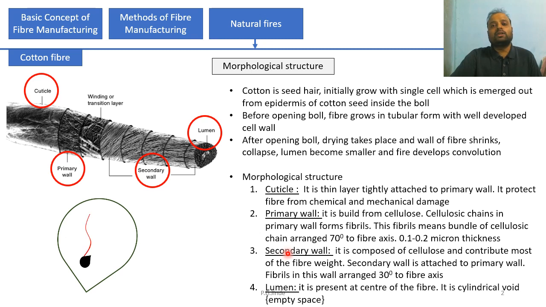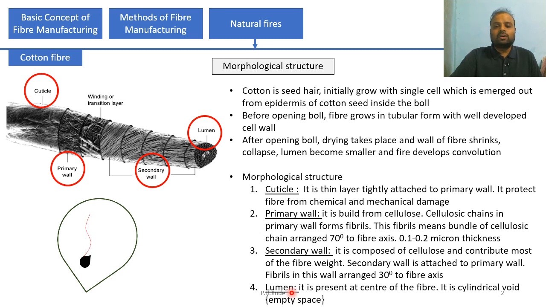The utmost important layer is the secondary wall. Most of the weight of a fiber is gained from the secondary wall. The secondary wall is composed of completely cellulosic material, and the fibrillar structure is placed at 30 degrees to the fiber axis. And the last part is nothing but the lumen.